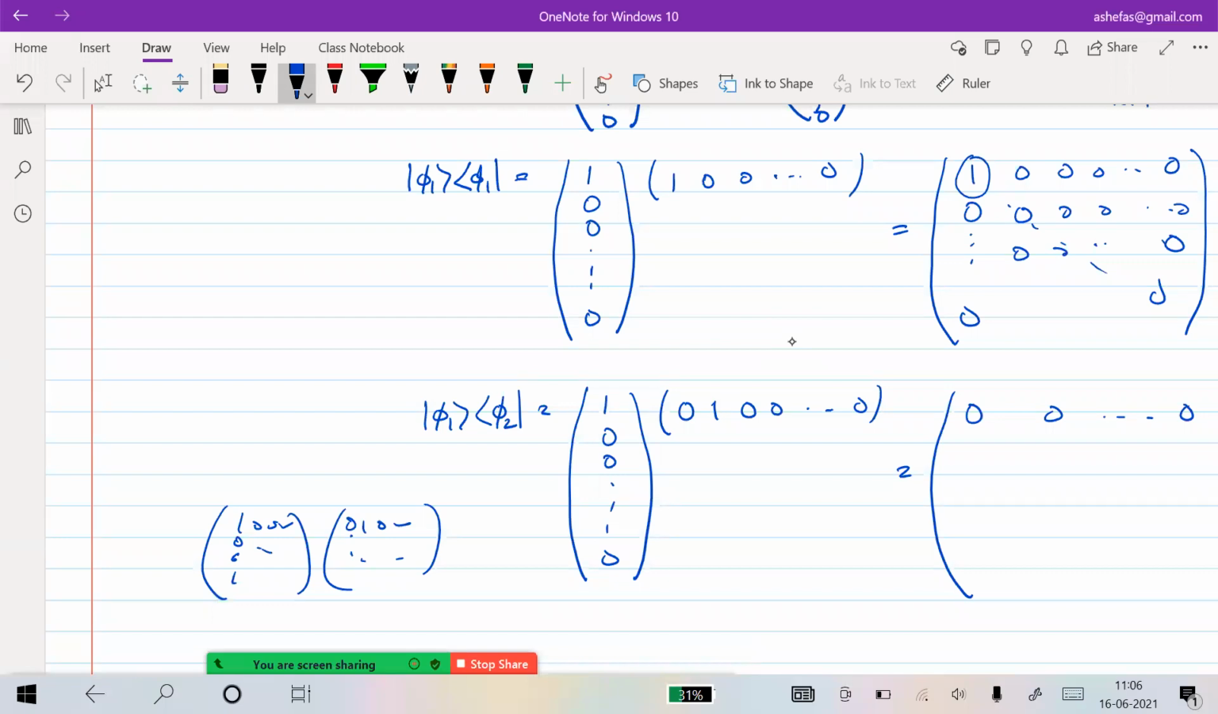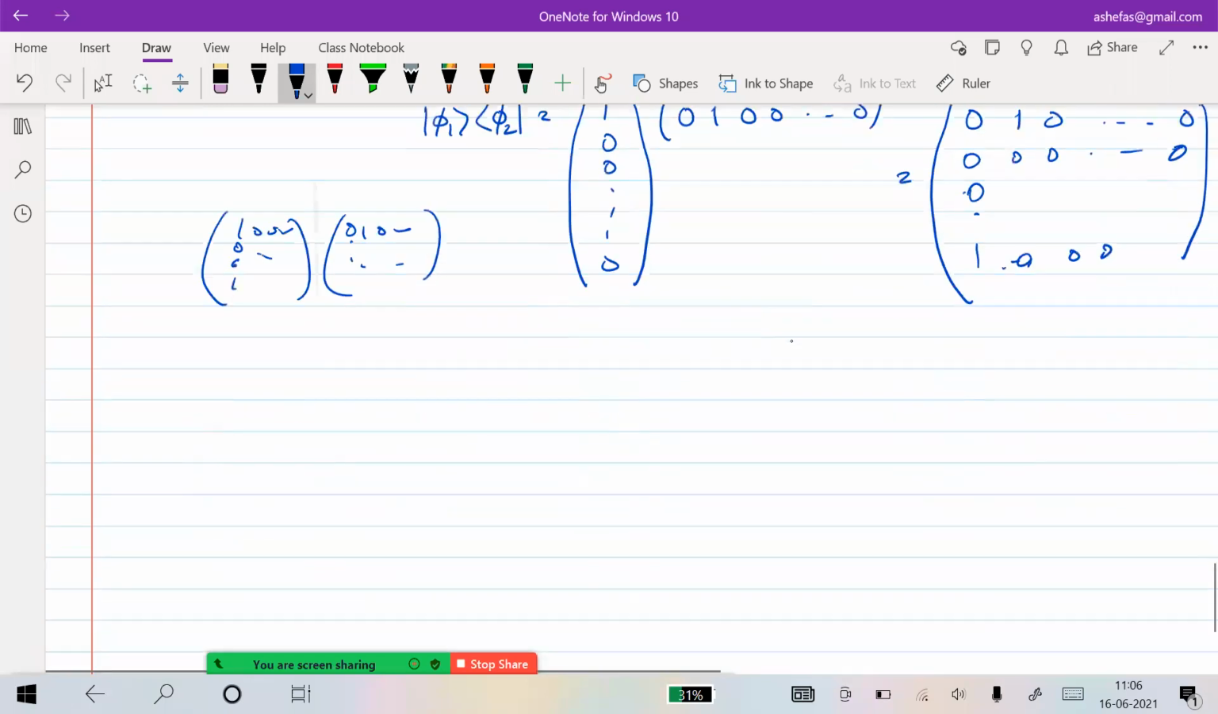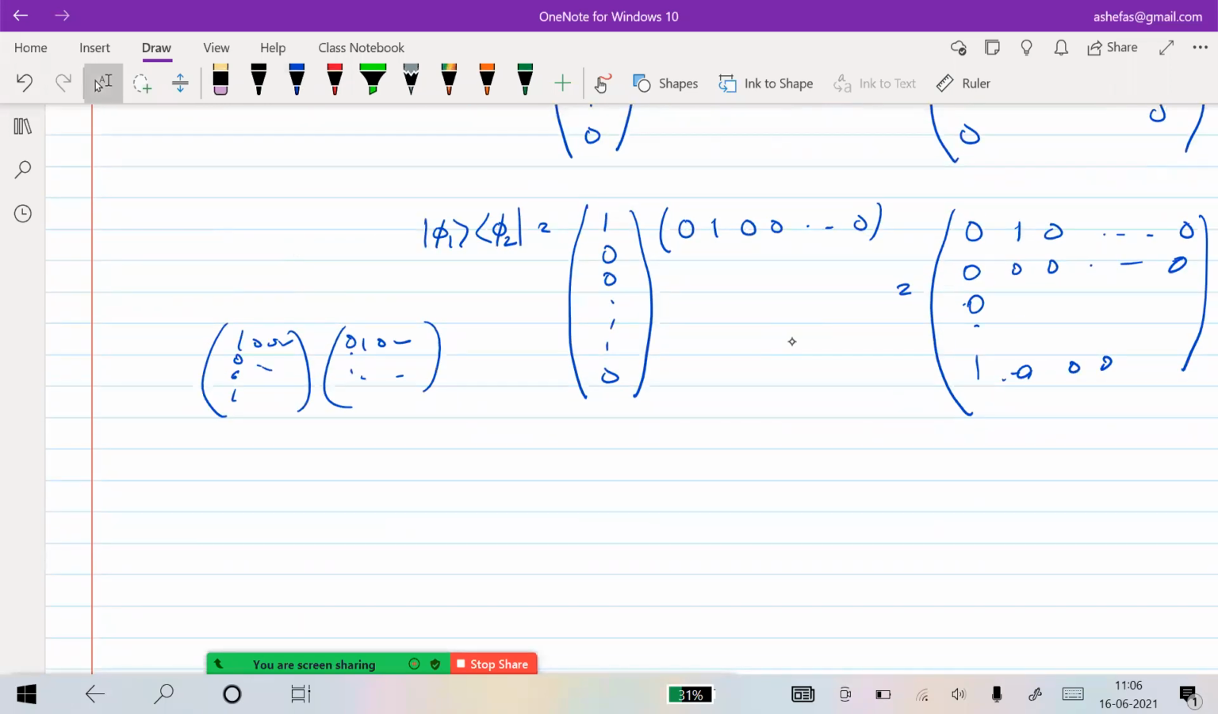Sorry, here you will get a 1, and all others will remain 0. So that would be phi 1 phi 2. Now what would be the outer product phi 2 phi 1? Outer product phi 2 phi 1 would be 0, 0, up to 0. So this would become 1, and all others would remain 0.